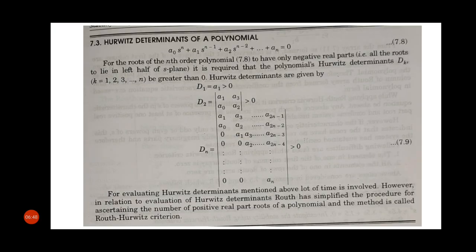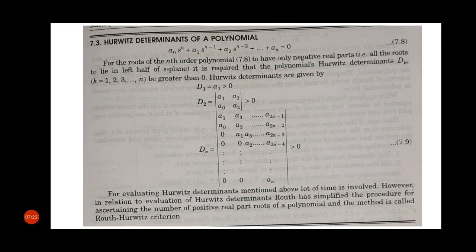So see, Hurwitz determinants of a polynomial. Here we consider the general nth order system characteristic equation. The equation is a0 s to the power n plus a1 s to the power n minus 1 plus a2 s to the power n minus 2, and so on up to a_n, and this is equal to 0.